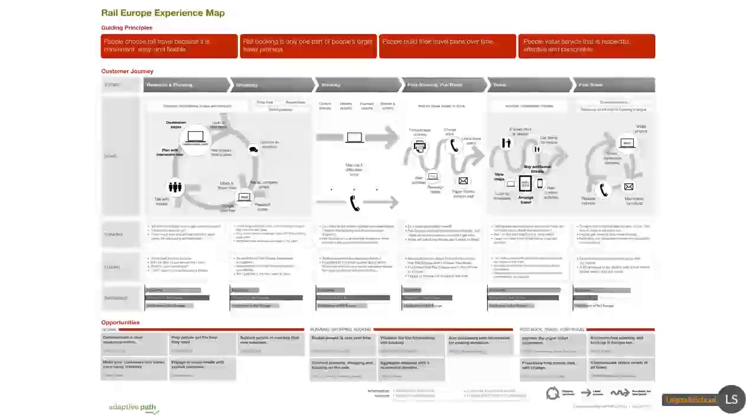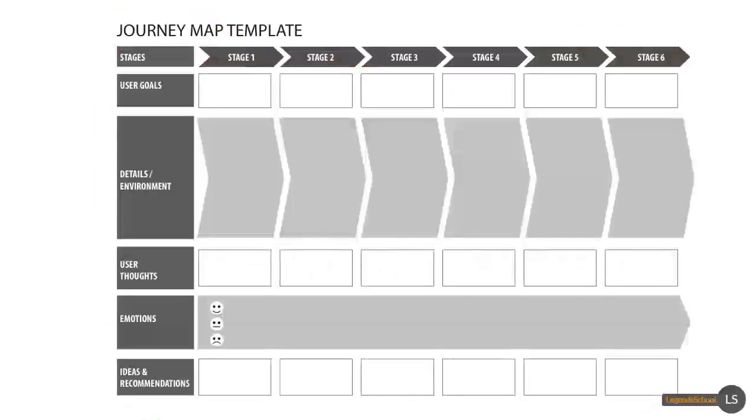This Rail Europe experience map is a very famous map. It was made by Adaptive Path, and if you do a search online for experience maps, you'll see this because it's a classic example. It does a great job of showing cyclical actions as well as linear. It's a very complex one, and probably not one that we need for students to do, but it shows you what a professional map looks like.